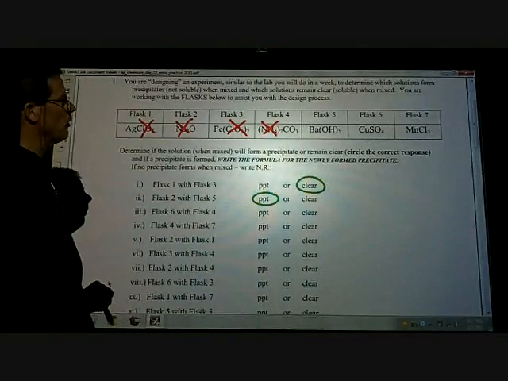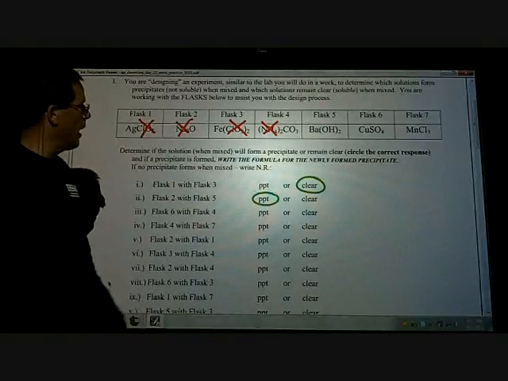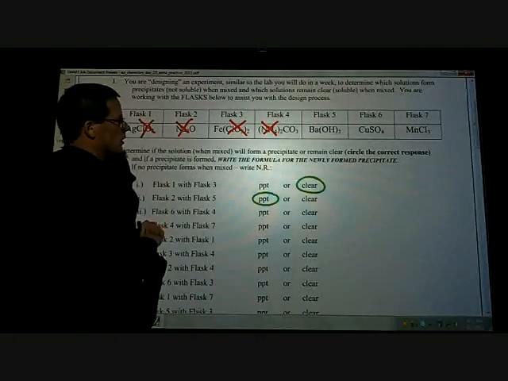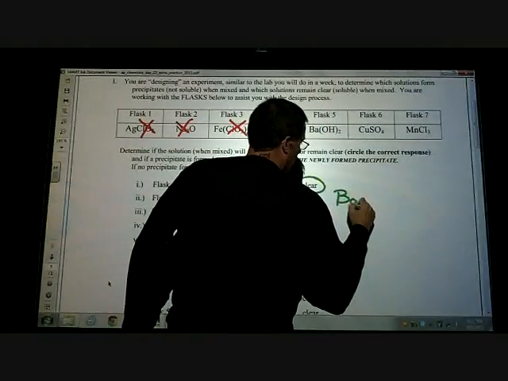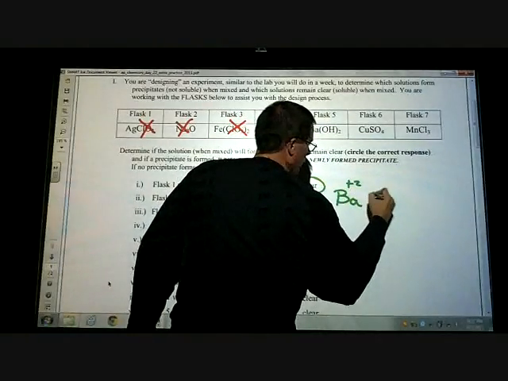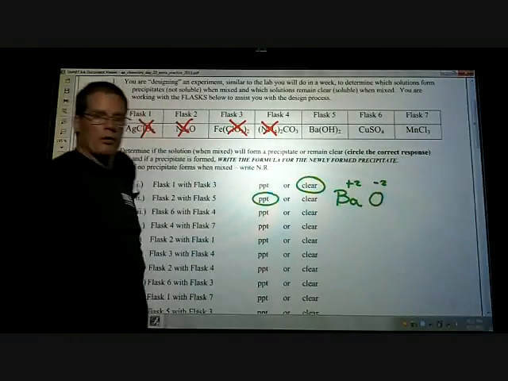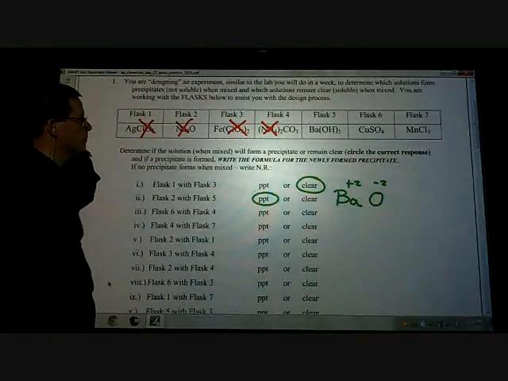Also, if we do have a PPT, let's get in the habit of writing it out. So we know that the oxygen has a -2 charge, barium has a +2, always write the metal first. So barium and oxygen. So barium oxide. There's 1 barium, 1 oxygen.